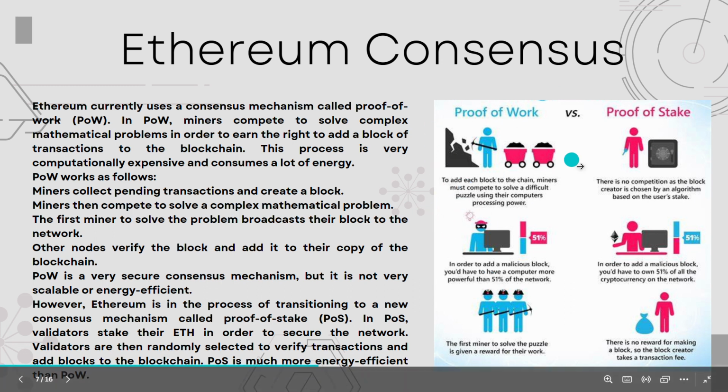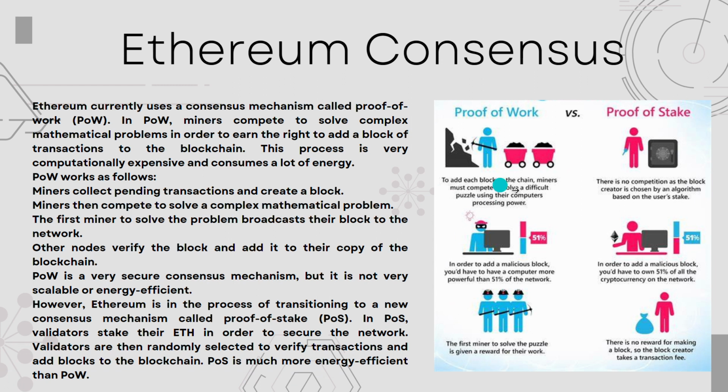So in proof of work, to add each block to the chain, the miners must solve that difficult puzzle. Whereas in proof of stake, there is no competition, but they need to have some Ether at stake. Next, in order to add a malicious block, you have to have a computer with power of more than 51% of the network, which is almost impossible. So it's very safe. In this case, you need to have 51% of all the cryptocurrency of the network, which is also extremely difficult for a hacker to have.